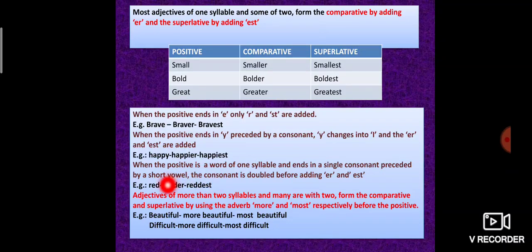Adjectives of more than two syllables, and many with two, form the comparative and superlative by using the adverbs more and most respectively before the positive. So for an adjective with more than two syllables, for example beautiful, it has more than two syllables, so what do we add? We add more and most: more beautiful, most beautiful. Difficult is an adjective, but it has more than two syllables, right? So more difficult, most difficult. I hope it is clear to you, my dear students, when to add er and est in the comparative and in the superlative.